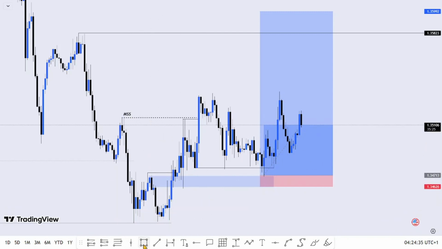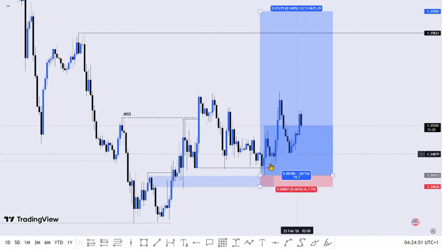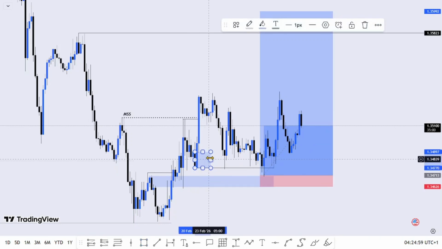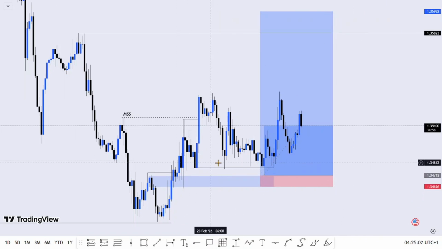We have our first breaker block here. So already this breaker block has failed because it doesn't meet the criteria of being unmitigated. Price has already mitigated it, and price is even above the structural liquidity here itself. So it's not valid. The next one we have here is actually this order block right here. And you see this order block is above the liquidity we are looking to take. It's actually the liquidity we are looking to take out, so it's invalid.